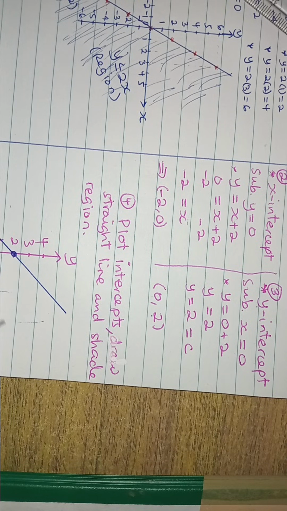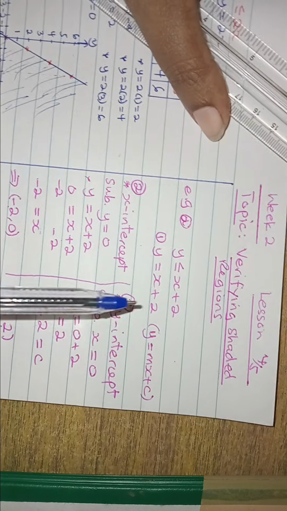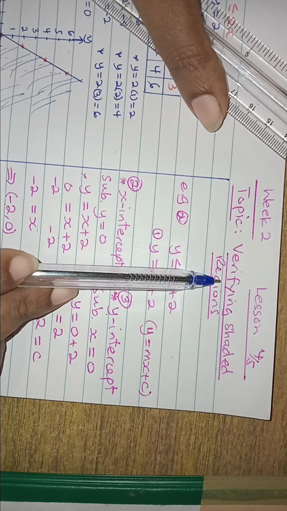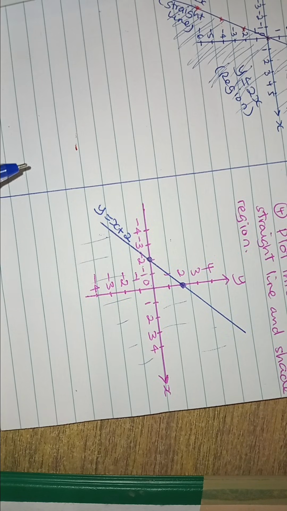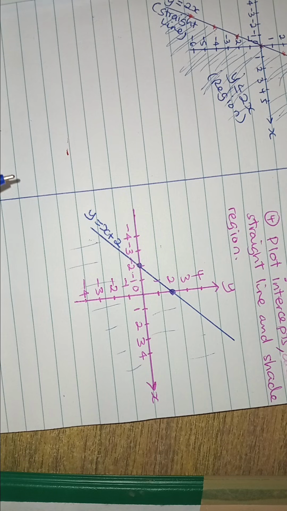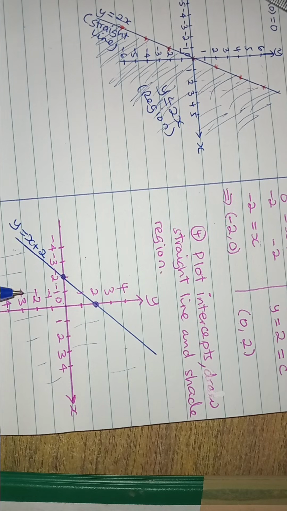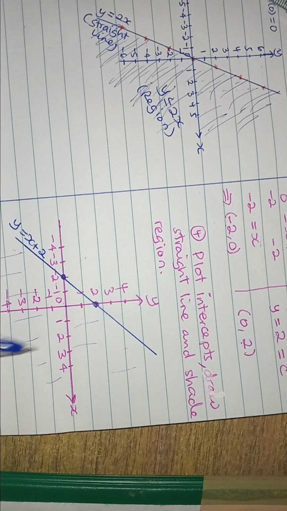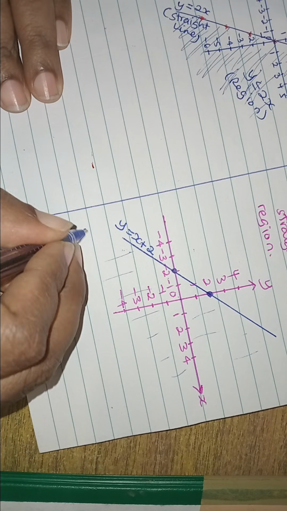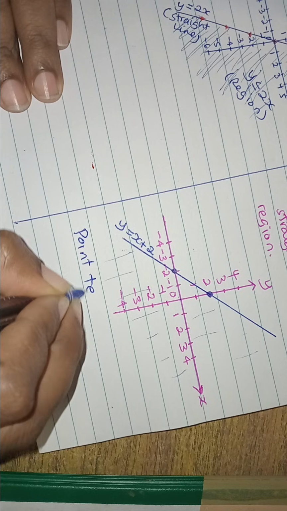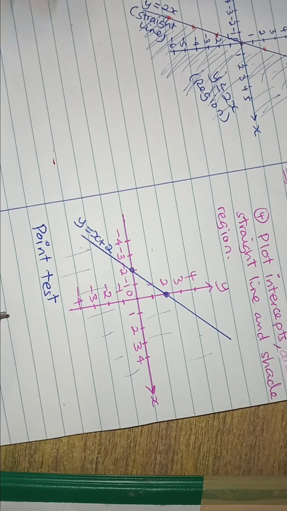Okay, I'm not really shading it because the topic of the lesson says verifying or proving the shaded region. So how do we prove? Just from looking at the less than sign, we already know that we will be shading below the straight line. Now to prove it, we do what we call a point test.